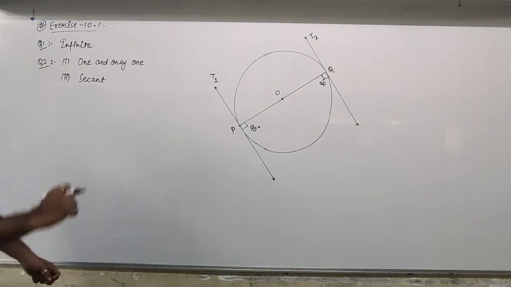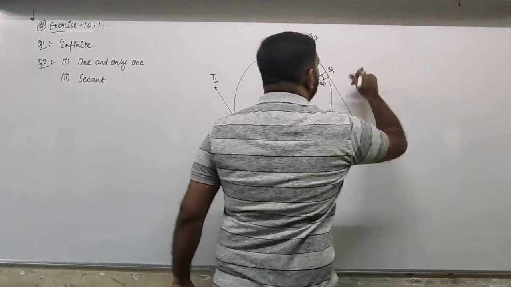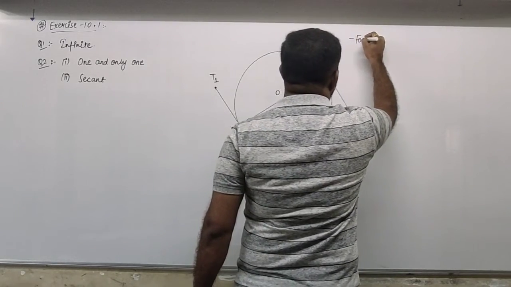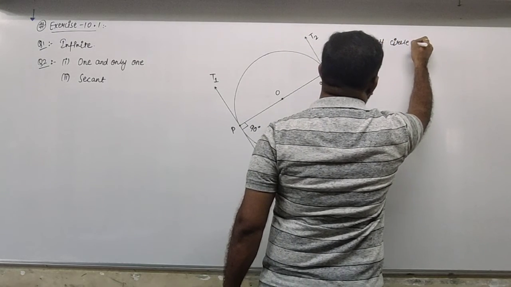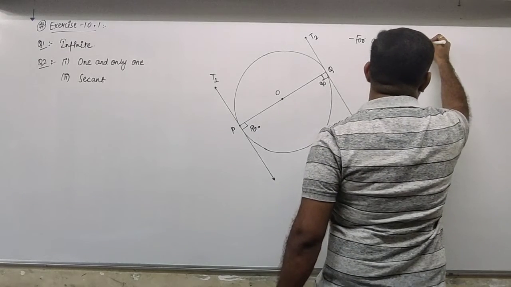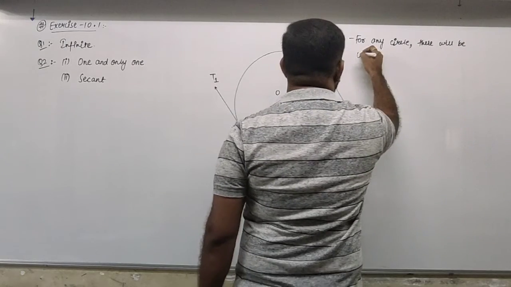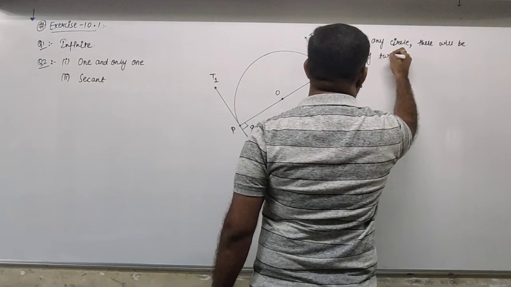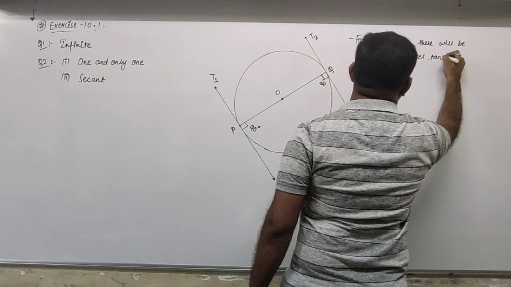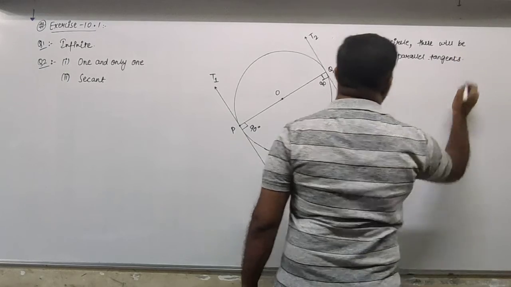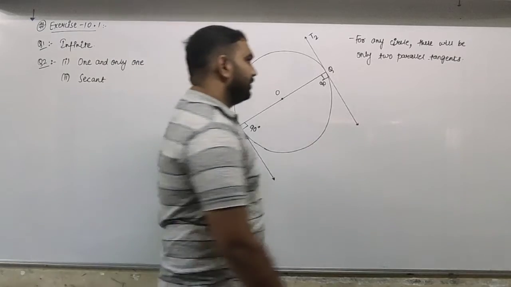First of all, keep in mind how many parallel tangents there will be. For any circle, there will be only two parallel tangents. How many parallel tangents will a circle have? Only two.